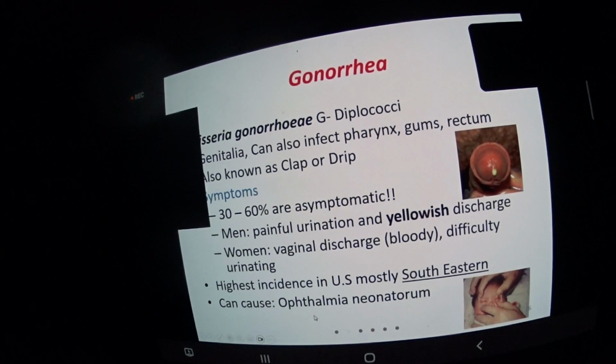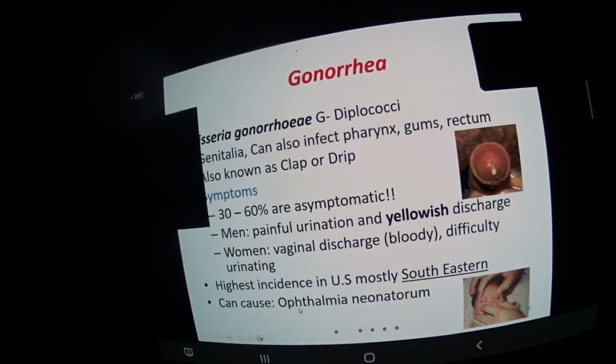It can lead, for females who have that infection, if they go through labor and give birth to a child through the vaginal tract, this is the one that, remember, we talked about way back when we were talking about antimicrobials, that can cause blindness. Ophthalmia neonatorum: the gonorrhea gets in the baby's eyes and causes scarring.